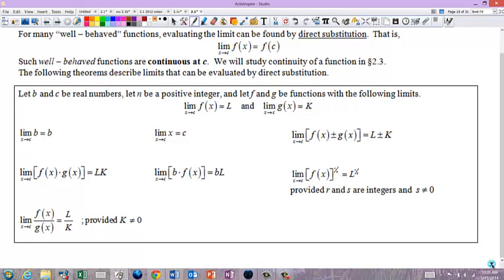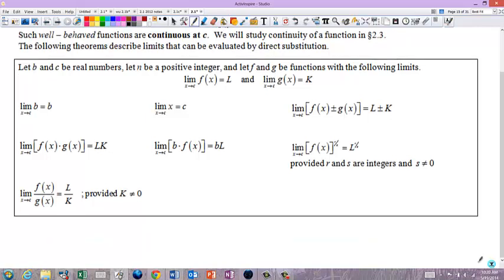So far, we've only looked at limits from graphs. Now we're going to start looking at limits from equations. And these are just the properties of limits. The limit as x approaches a number of just a number is the number. For example, if you had the limit as x approaches 2 of 4, the answer is 4. If you have the limit as x approaches 3 of x, you fill the 3 in where the x is and you just get 3.